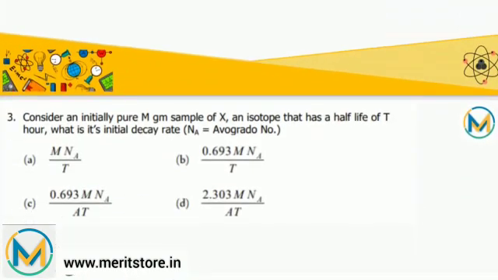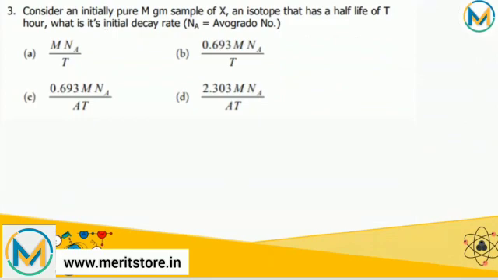Looking towards the next question. Consider an initially pure m-gram sample of an X element, an isotope that has a half-life of T hours. What is its initial decay rate?